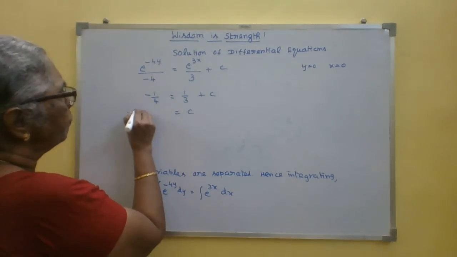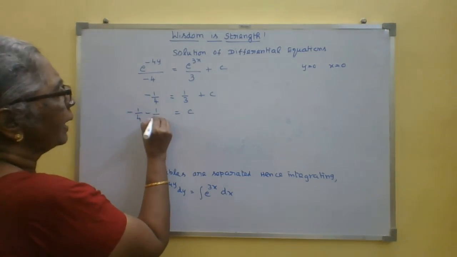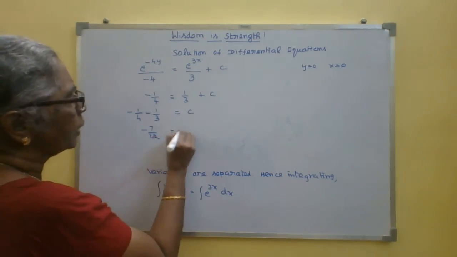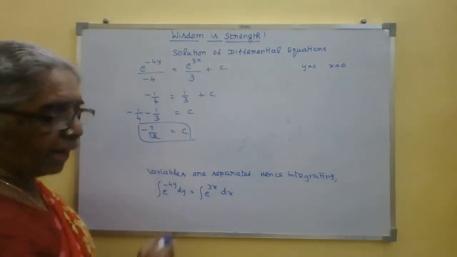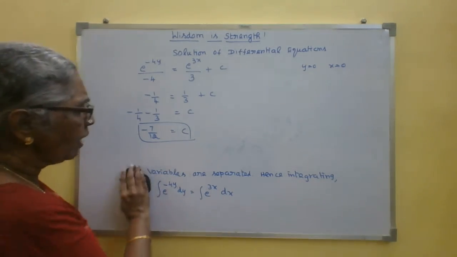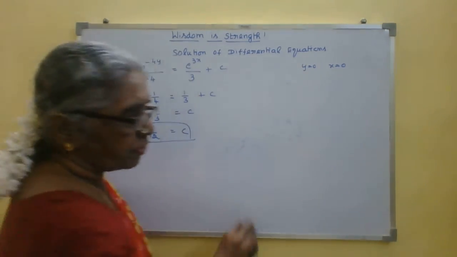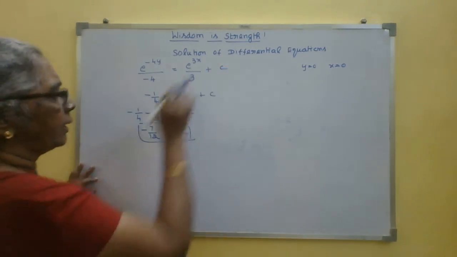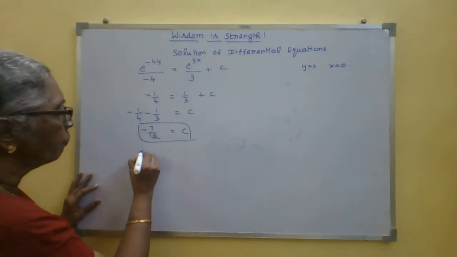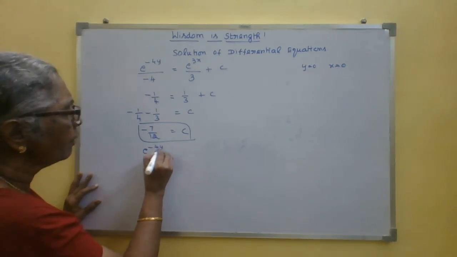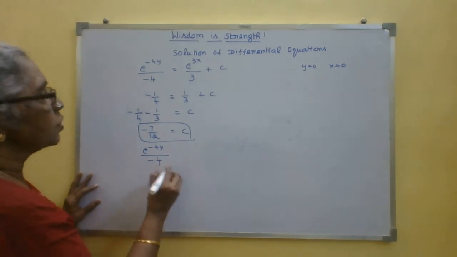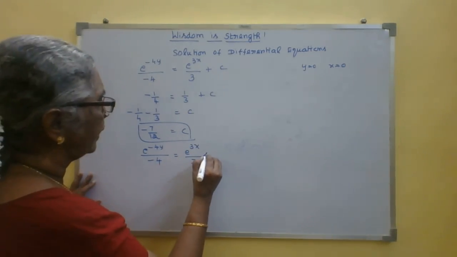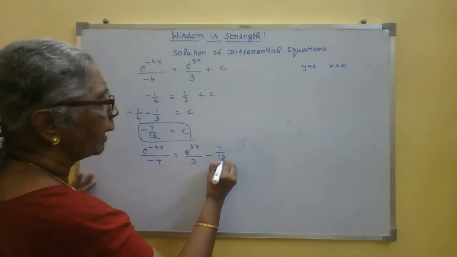So c will be minus 1 by 4 minus 1 by 3. Take LCM. You will be getting minus 7 by 12. So this will be the value of c. So now we have evaluated the value of c. So this is your general solution. Okay. In the general solution, now you substitute this value. So you will be getting e power minus 4y by minus 4, that is equal to e power 3x by 3 minus 7 by 12.